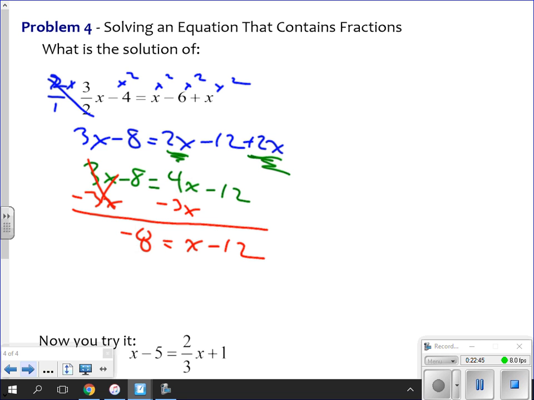And this is now a one-step problem. What do I do now? Add 12 to both sides. -8 plus 12 is 4. Once again, you can use your calculator to do this. 4 equals x. And look, I didn't even get a fraction for an answer. That's crazy. Sometimes you do, sometimes you don't. Not a big deal. Life's going to be full of numbers that aren't pretty. You've got to learn to get over it and deal with it. Questions?